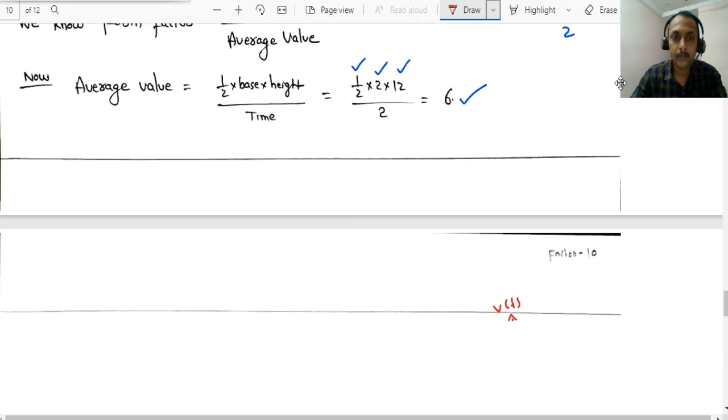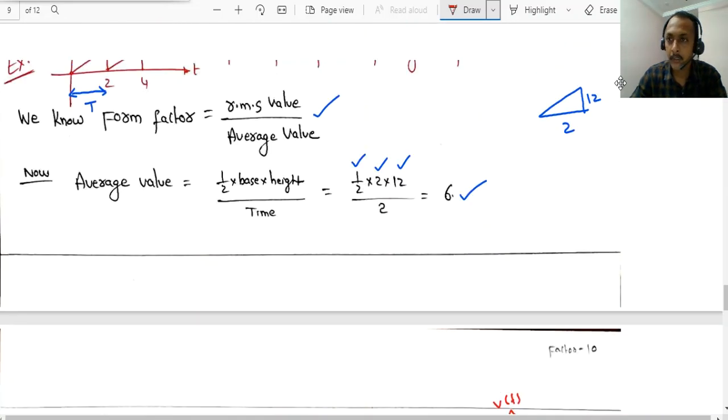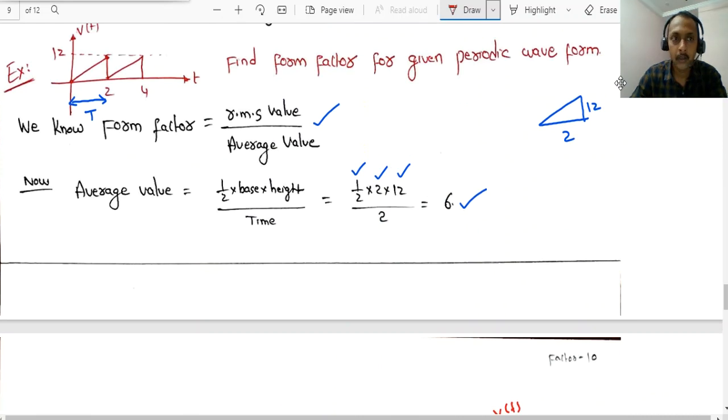Average value they are finding out easily, because they know it is in the form of a triangle. Average value is half into base into height, and they are dividing it by time, and they are getting the average value correctly. Most of the students are doing it correct.